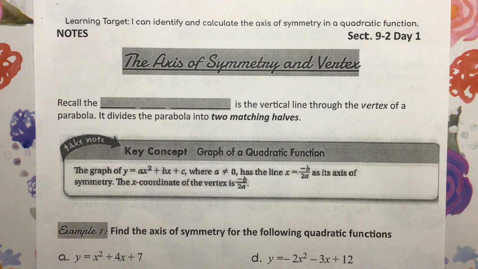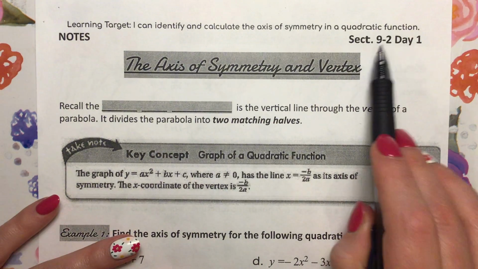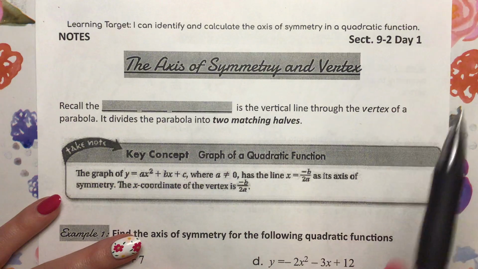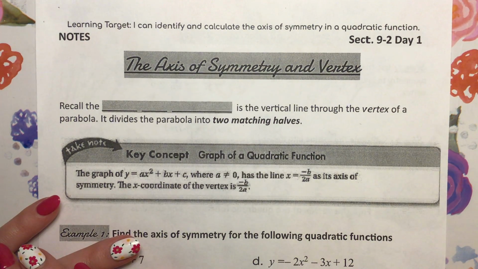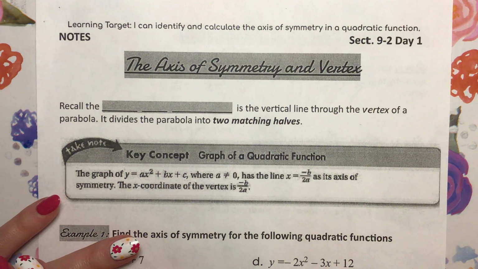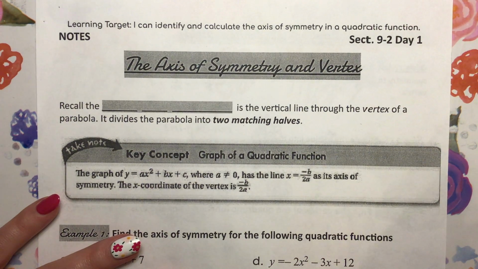We are continuing in chapter 9, and this chapter is all about parabolas and quadratic equations. So we're now in section 9-2, day 1. We're going to focus on the axis of symmetry and the vertex today. What I'd like for you to be able to do by the end of this lesson is to identify and calculate the axis of symmetry in a quadratic function.